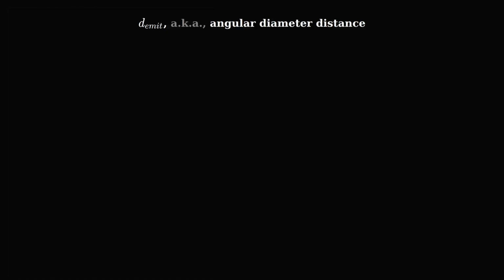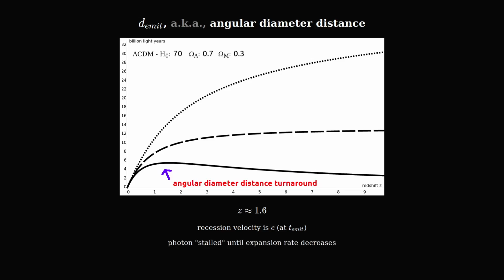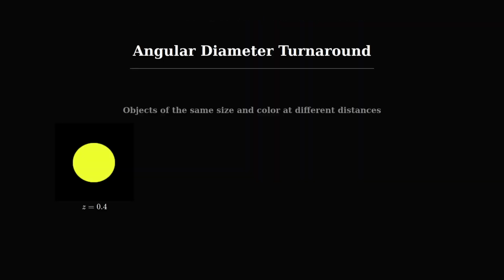D emit is known as the angular diameter distance. So this point is the angular diameter distance turnaround. It's at z equals 1.6, where the recession velocity is c. The photon is stalled out until the expansion rate decreases. It's okay that light's moving at 0 because everything around it is moving at c.